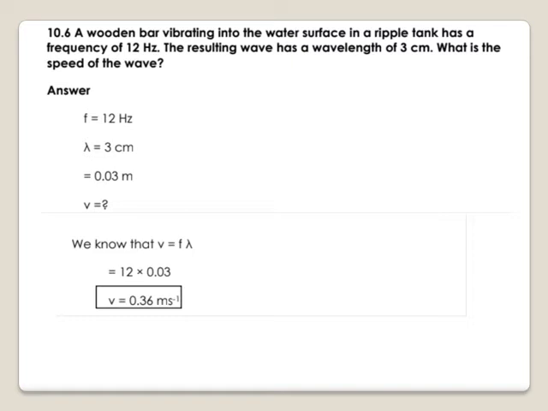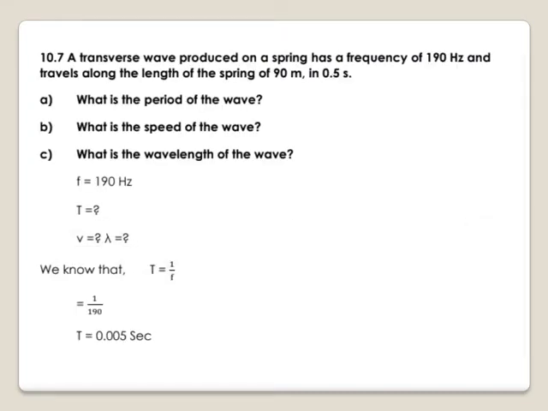Numerical 7. A transverse wave produced on a spring has a frequency of 190 Hz and travels along the length of the spring of 90 meter in 0.5 second. So we have to find three things. Number one, what is the period of the wave? Number two, what is the speed of the wave? Number three, what is the wavelength of the wave?